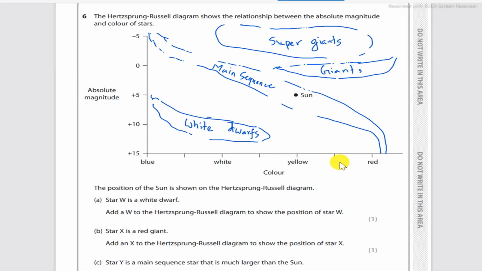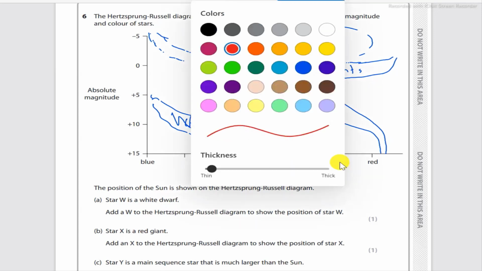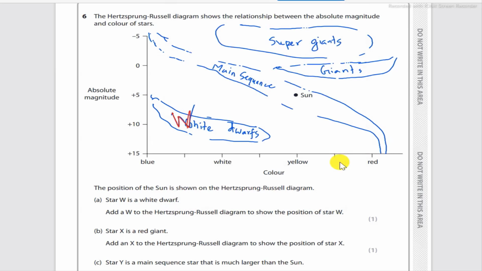So star W is a white dwarf. So add a W to the Hertzsprung-Russell diagram to show the position of the star W. So W position is here. Then star X is a red giant. So X, red giant.